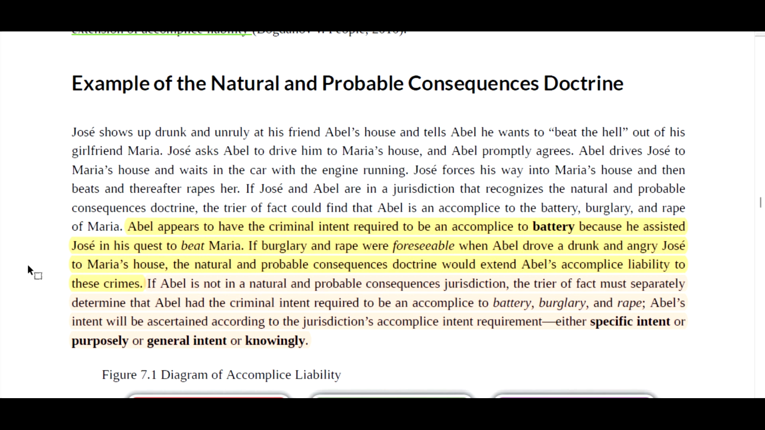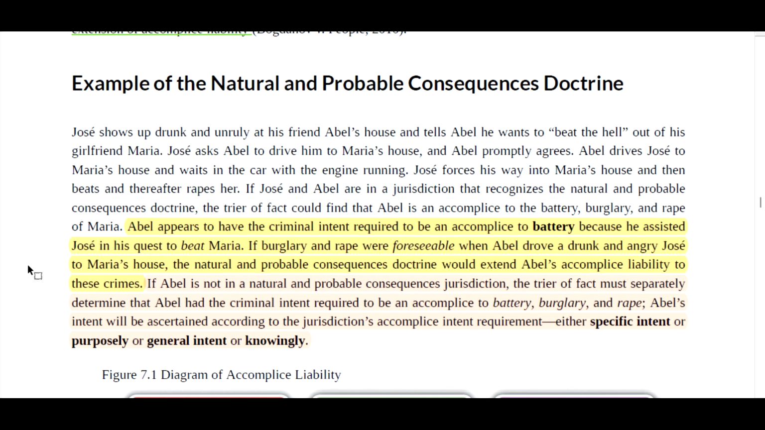If Abel is not in a natural and probable consequences jurisdiction, the trier of fact must separately determine that Abel had the criminal intent required to be an accomplice to all three. Abel's intent will be ascertained according to the jurisdiction's accomplice intent requirement, either specific intent or purposely, or general intent or knowingly. And this is why I said this is a complicated issue. This is a good example of why this matters.